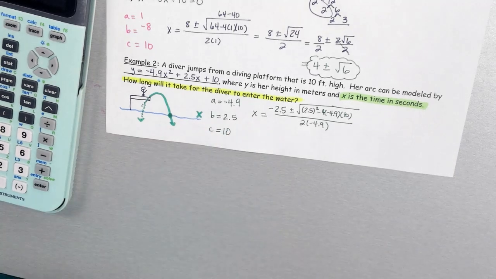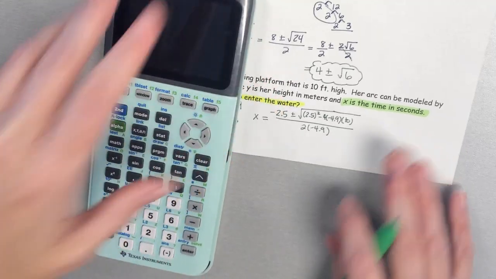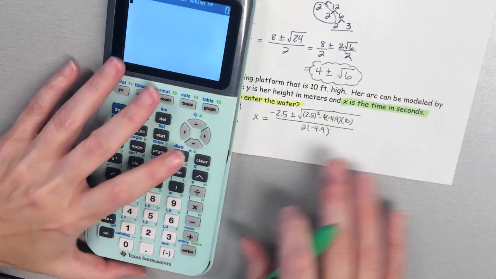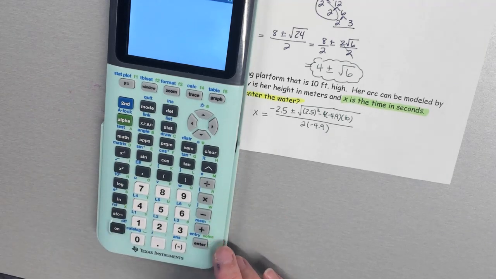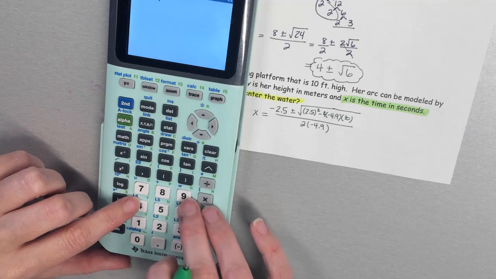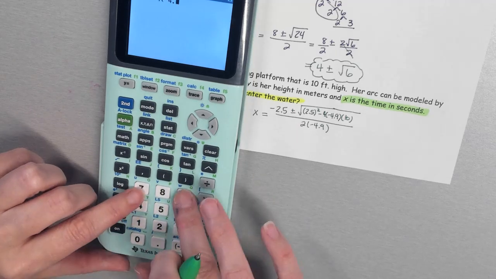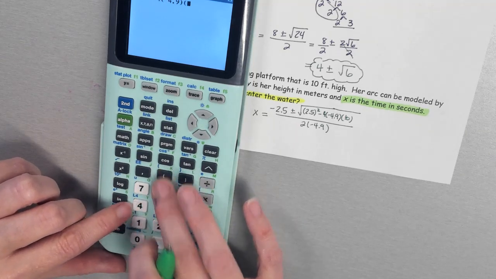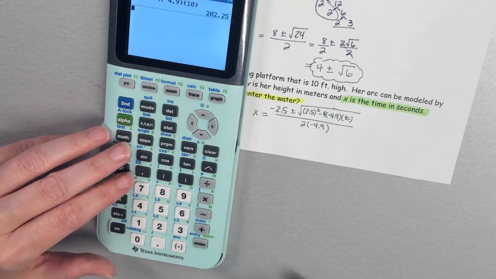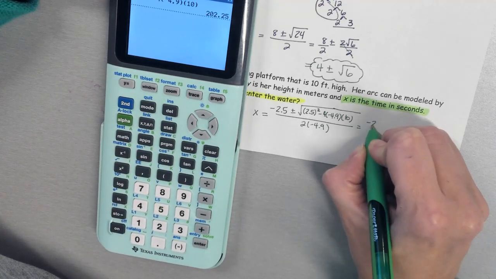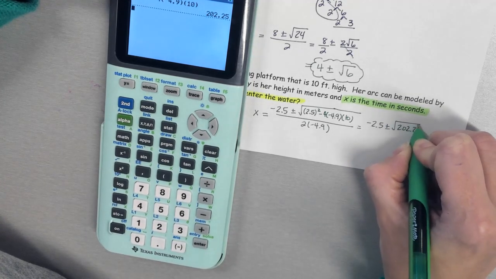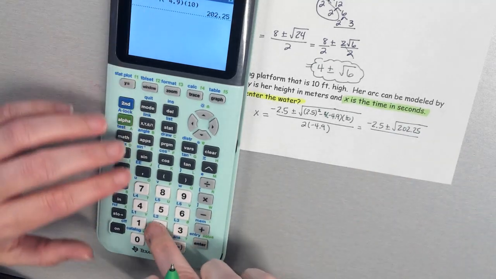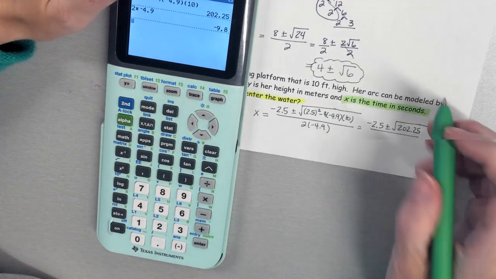Okay, so when I'm doing this, one thing I like to do is what's inside the radical first. So you can do the 2.5 squared. You can use the square symbol. And then it's minus 4 times negative 4.9 times 10. Okay, and then that will give you the square root of 202.25 over negative 9.8.